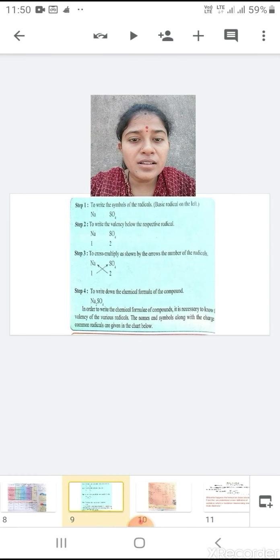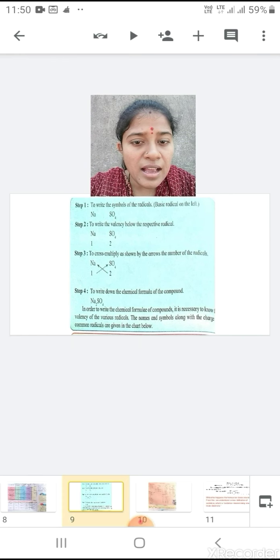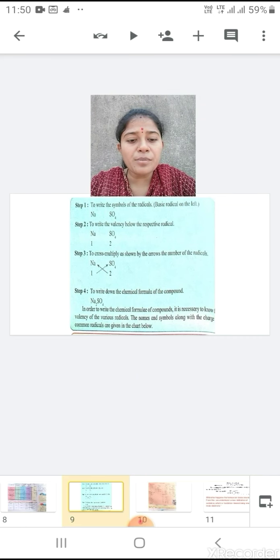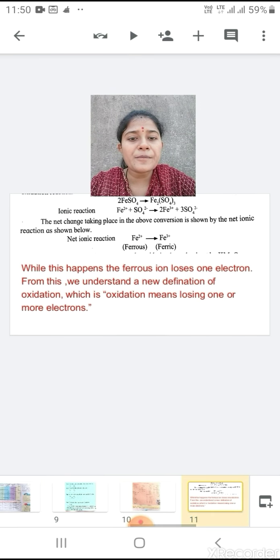See this part. If SO4 is having 2, Na is having 1, that 2 will go to Na and 1 will go to SO4. Okay, this is how we write the chemical formula of the compound. The same thing is applicable here.